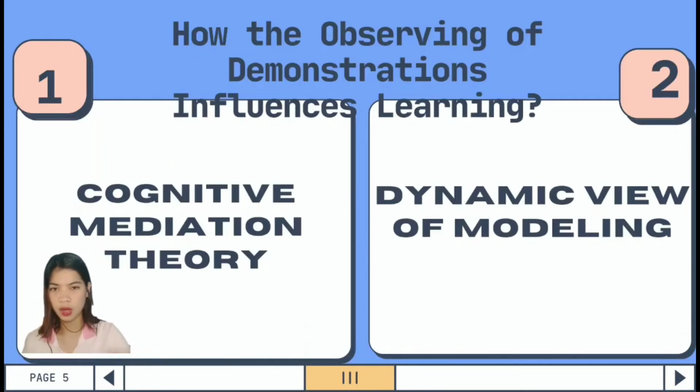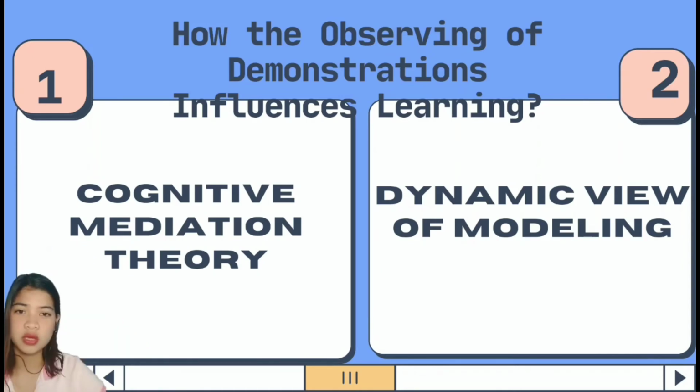So how does observing a demonstration influence learning in terms of learning theory? An important question is why does observing a demonstration benefit motor skill learning? Why does observing a demonstration benefit motor skill learning, in order for us to learn about motor skill? There are two different views proposed to answer this question: the cognitive mediation theory and the dynamic view of modeling. First, let's introduce the cognitive mediation theory.